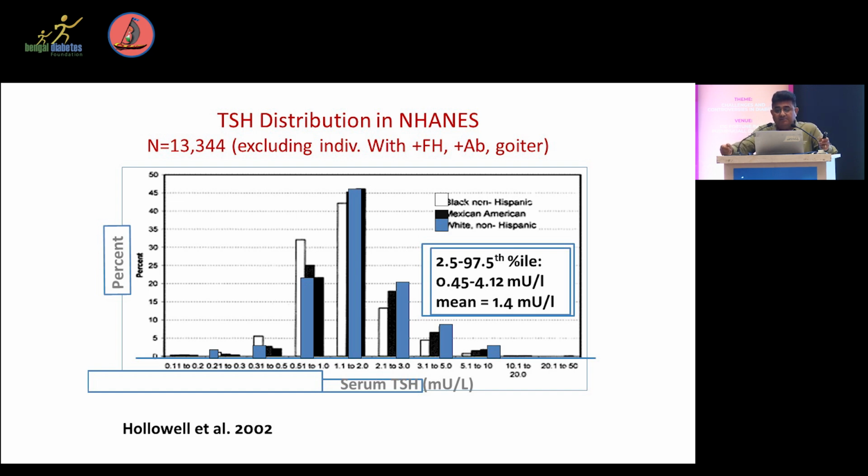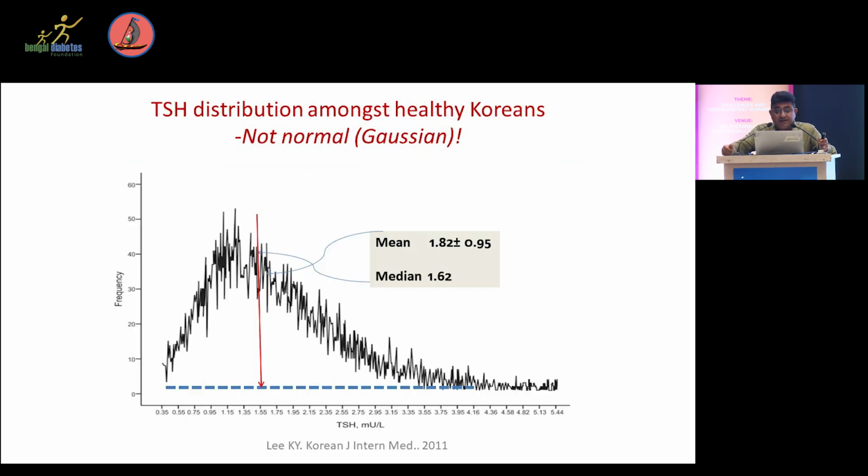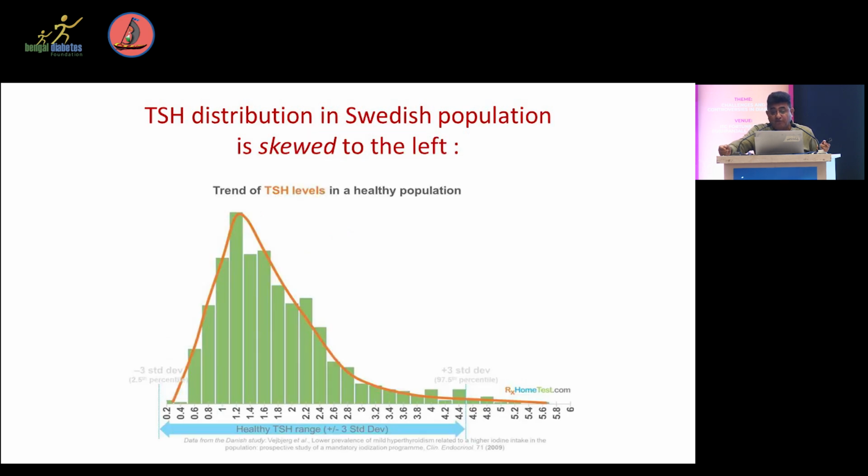This is the big NHANES study, where they did a survey of more than 13,000 people. They looked at the population negative for thyroid antibodies, with no family history of thyroid disease, and no goiter. So all confounders were eliminated. The mean value was around 1.4, and the 2.5 to 97.5 percentile range was 0.45 to 4.12. So that's how we now have the assay ranges.